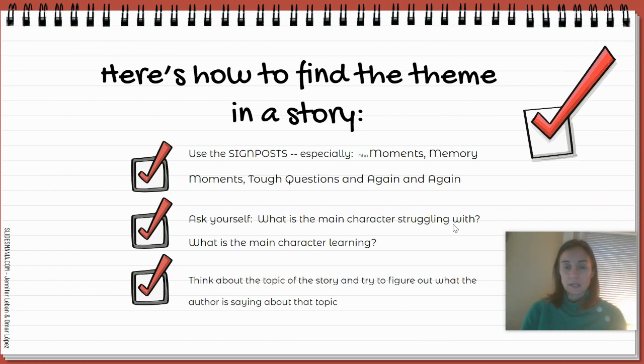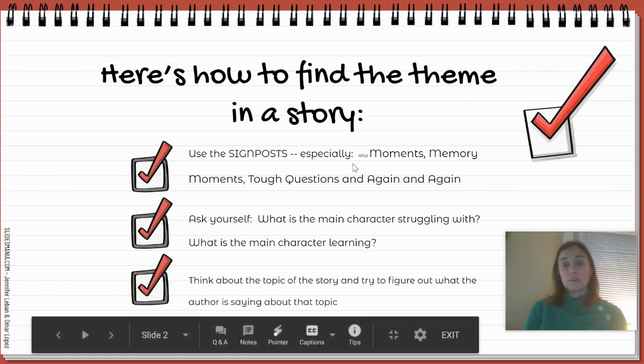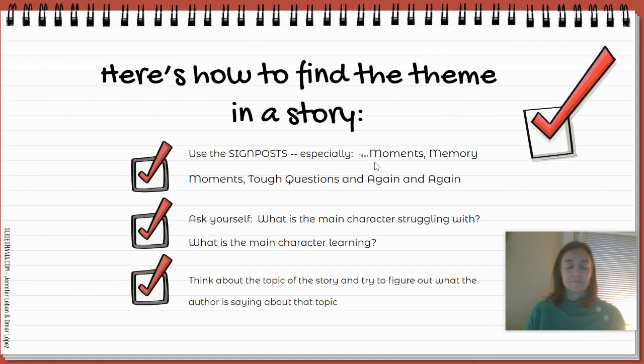One of the things that I wanted to tell you was that there are 4 signposts. There's 6 of them total, but there's 4 in particular that are really good for finding the theme. So aha moments is when your character realizes something important. A memory moment is when a character is flashing back to the past. That's also going to be important to look at because if they're having a memory, it's a very carefully chosen memory by your author. So pay attention.